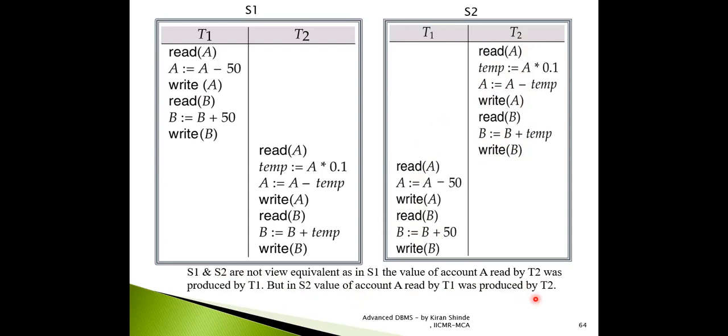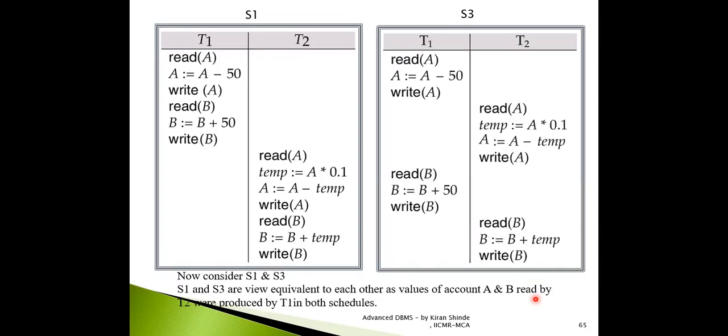And hence we can say that here in this example, schedule S1 and schedule S2 are not view serializable schedules. Let's move ahead. If you see this particular example, now in this example, I have taken into account S1 and S3. Both are these two schedules. Again, try to cross check.